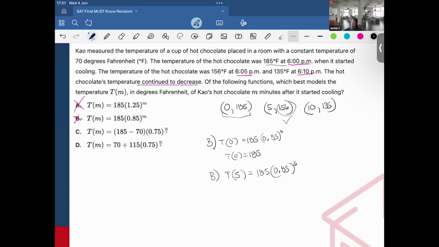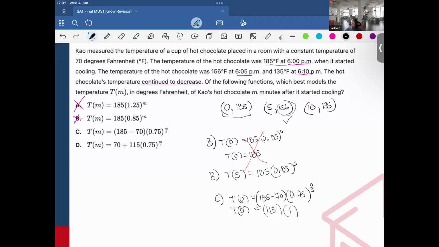Let's check C. So we said B doesn't work. C, same thing, we can do T of 0, which would be 185 minus 70 over 0.75 to the 0 over 5, so to the 0 essentially, which this would just be 185 minus 70, which is 115.